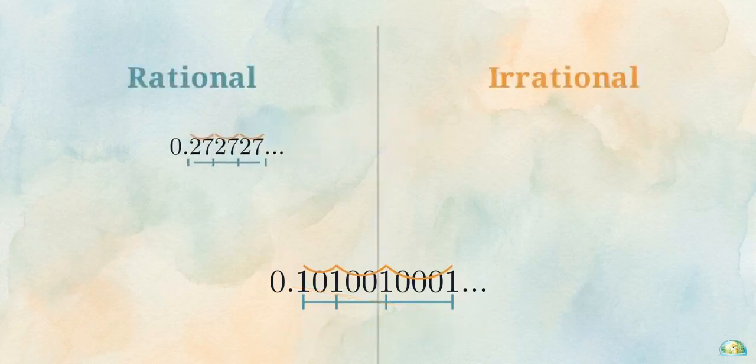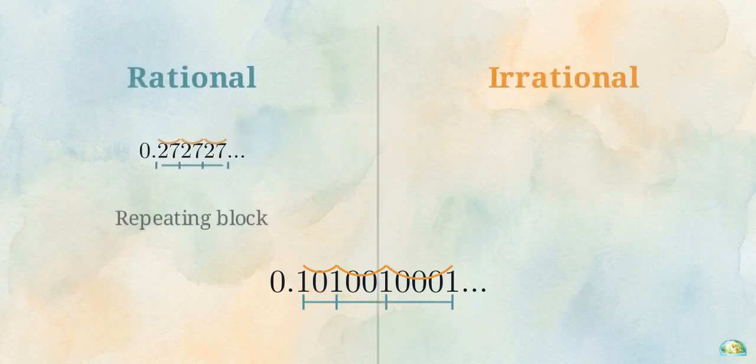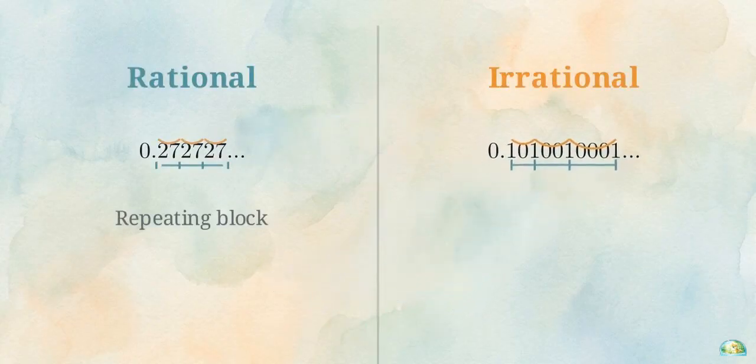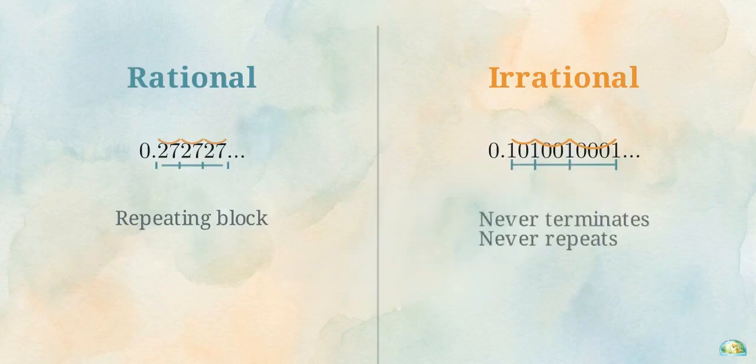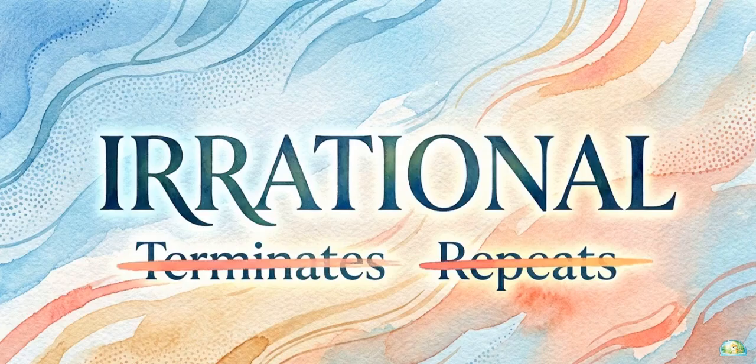0.27 repeating is rational because of that repeating block. The expanding 0 decimal is irrational because it never terminates and never repeats a fixed sequence. This lack of a terminating end or a repeating block is what defines an irrational number.